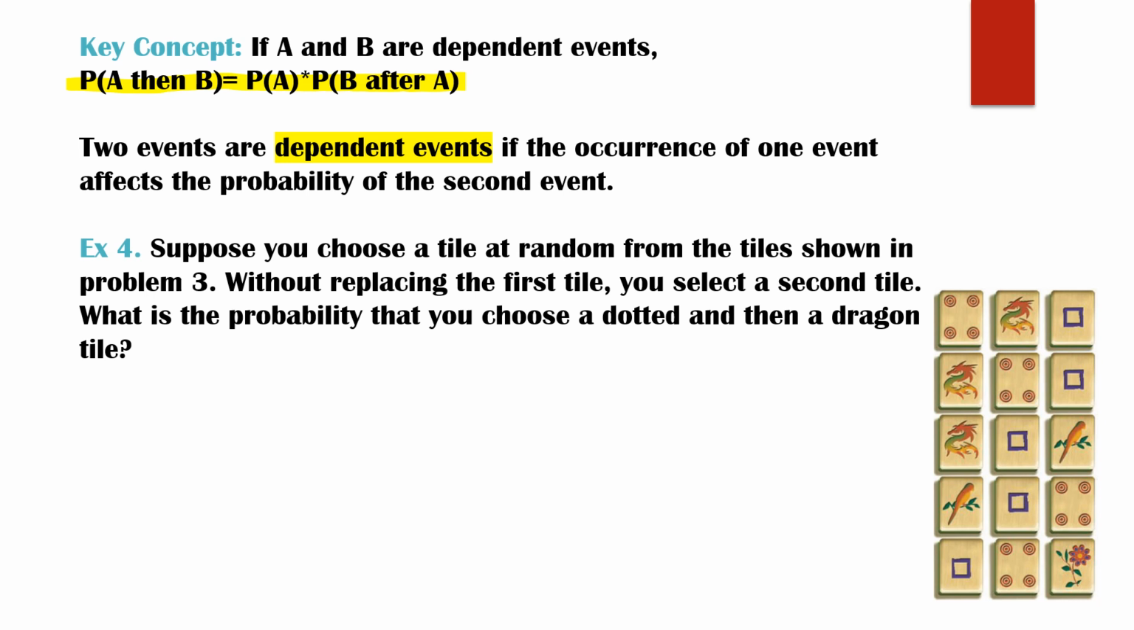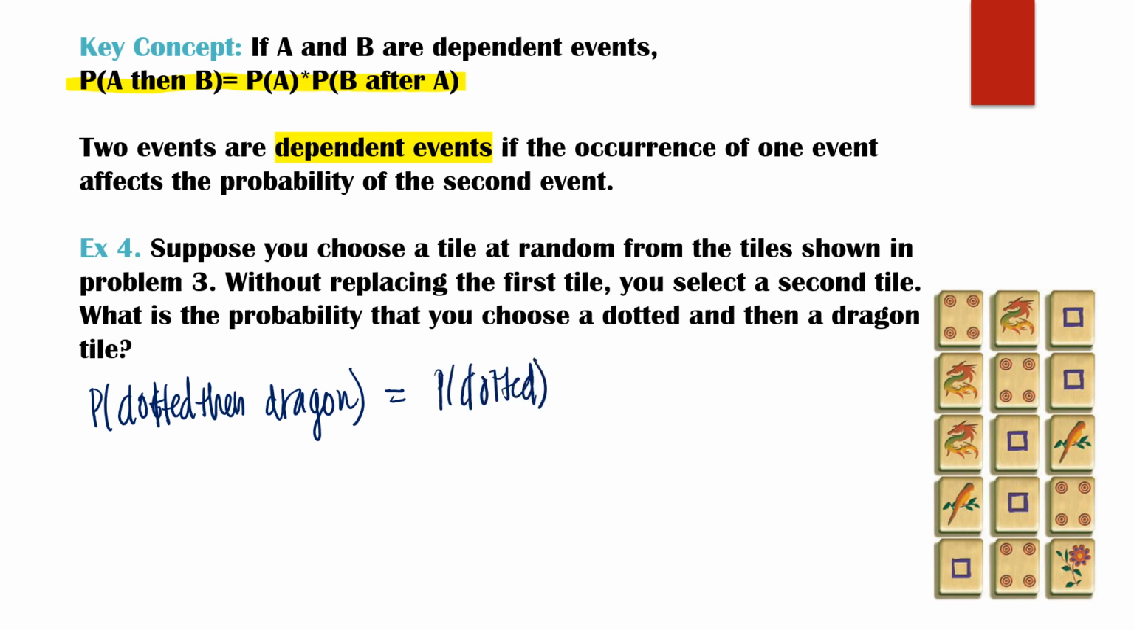So in this case, we do have dependent events because we have one less tile to choose from. So we're going to go ahead and get probability of dotted then dragon. That's going to be probability of dotted times probability of dragon after dotted.